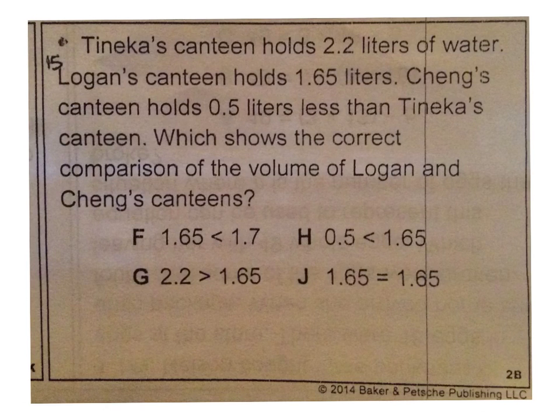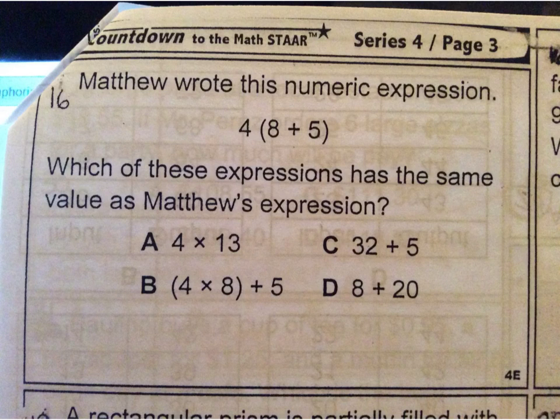Number 15. Tanika's canteen holds 2.2 liters of water. Logan's canteen holds 1.65 liters. Ching's canteen holds 0.5 liters less than Tanika's canteen. Which shows the correct comparison of the volume of Logan and Ching's canteens?